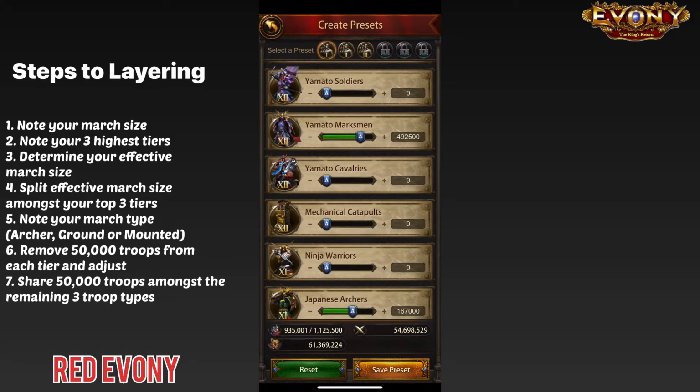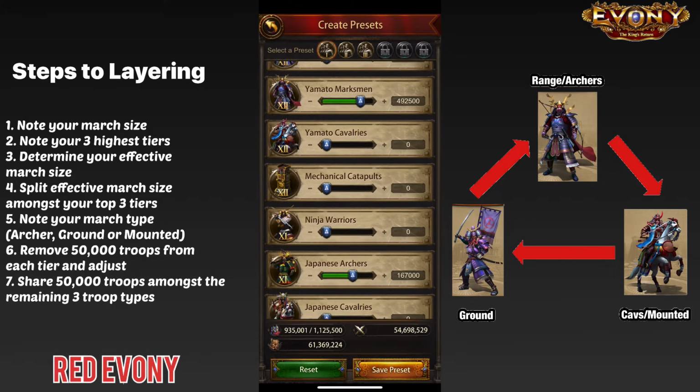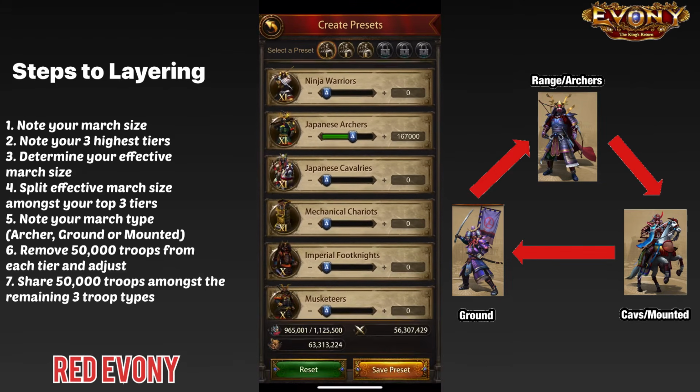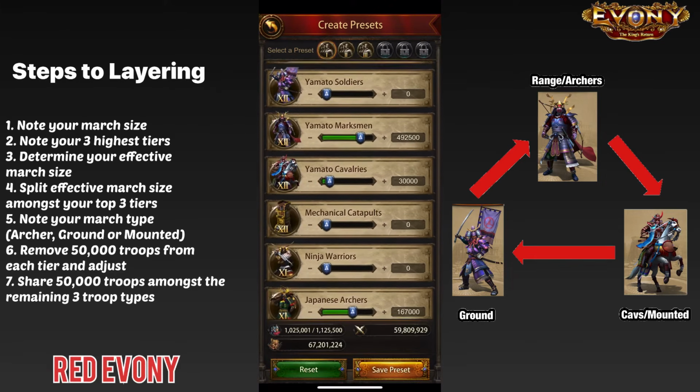Great. Now, the 50,000 troops that we took out will get shared amongst the remaining 3 troop types in each tier. I'm sure we all remember the basic relationship between the troop types. Since we are building an archer march, archers will be killing mounted troops. So for our protective layer, we'll be using mounted troops. The protective layer will get more troops out of the share of the 50,000. So what we do here, for the protective layer, we put 30,000 troops in there. There, done for all three.